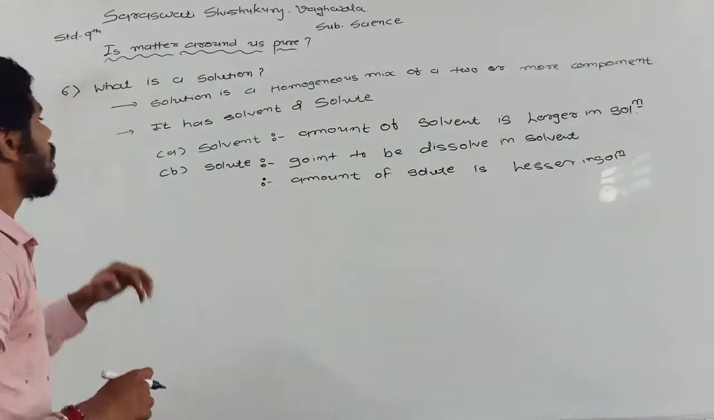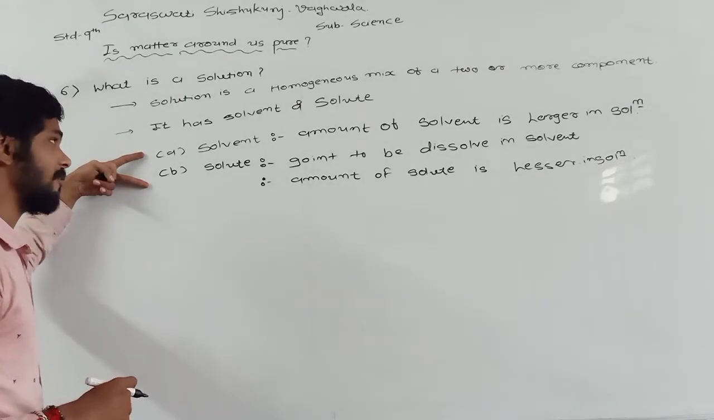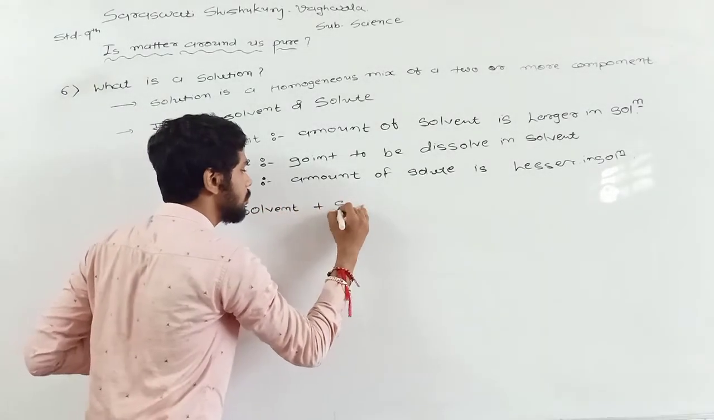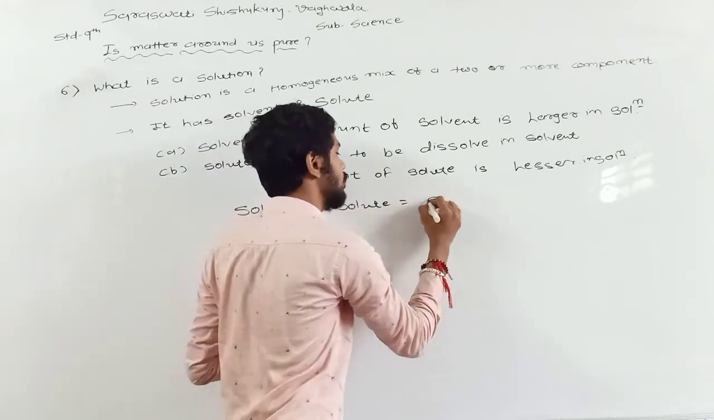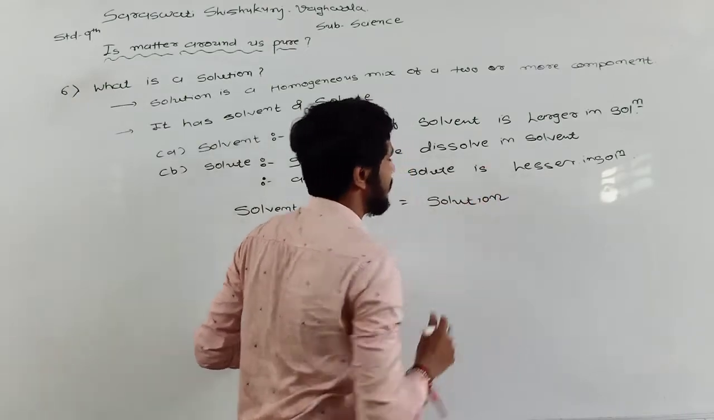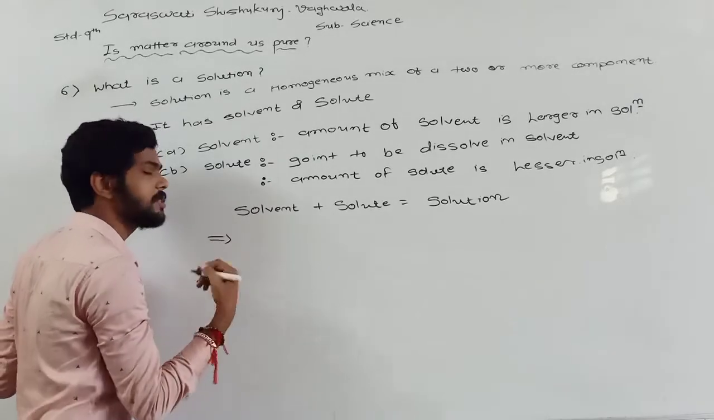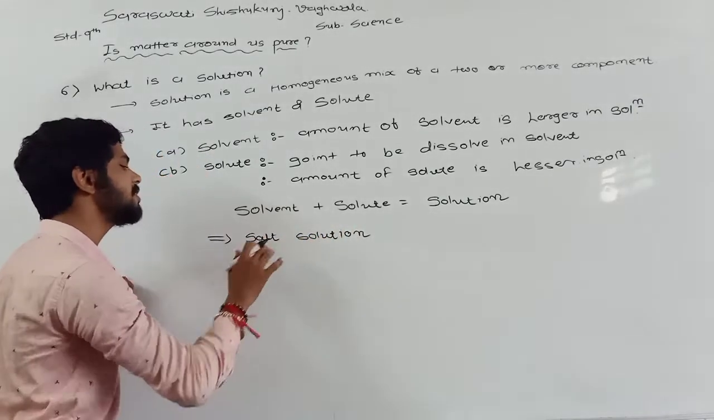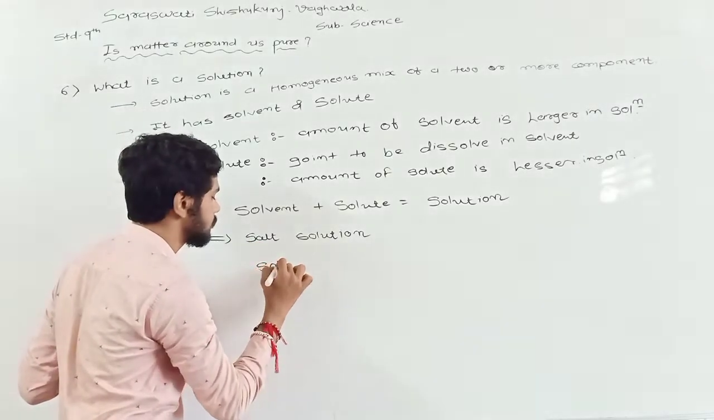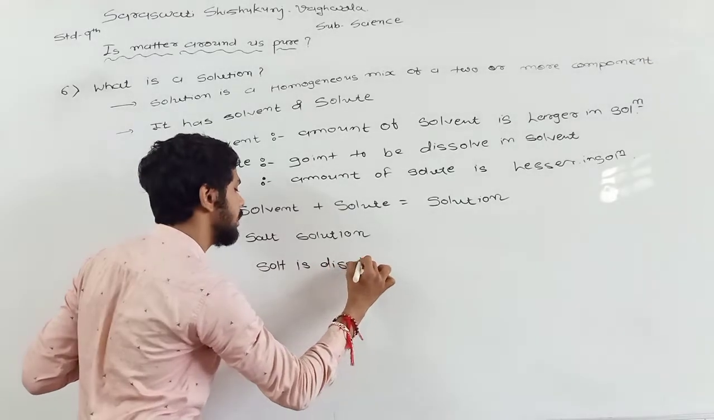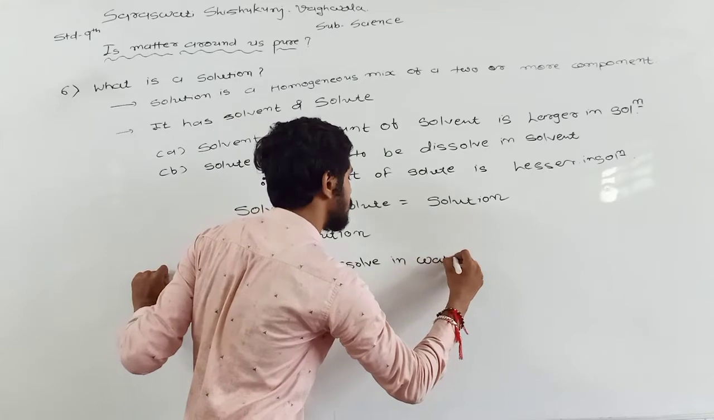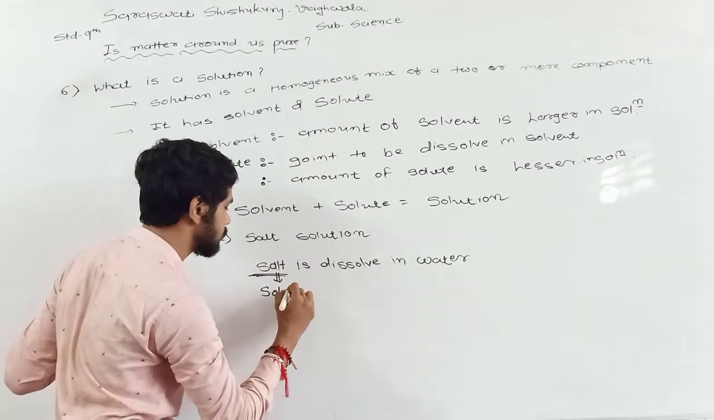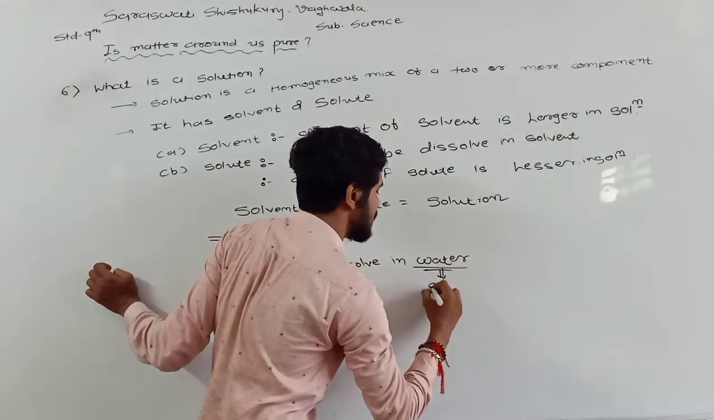Okay, so for any kind of solution, we must require two components, that is solvent and solute. So we can say that solvent plus solute is equal to solution. Is it clear? Now suppose we have the solution of the salt, that is the salt solution. So in this salt solution we can say that the salt is dissolved in water. So the salt is the solute, while the water is the solvent.